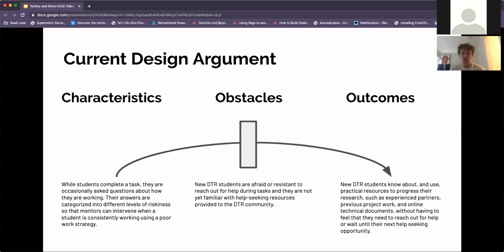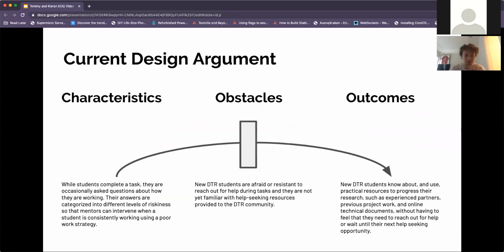So our design argument is we want new DTR students to know about and use the practical resources to progress their research, such as experienced partners and previous work in online technical documents, without having to feel like they need to reach out for help.